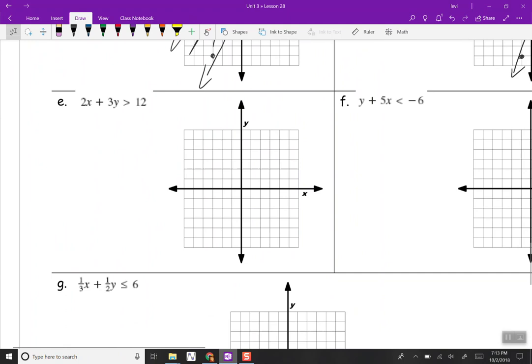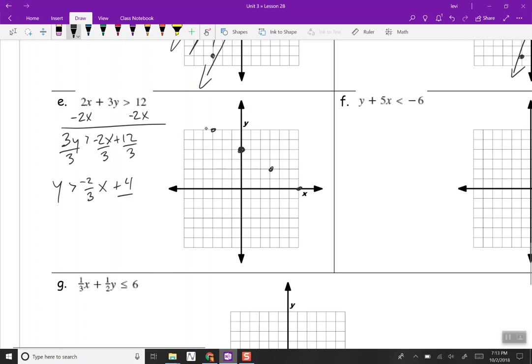E, subtract 2x. 3y is greater than negative 2x plus 12. Divide everything by 3. Y is greater than negative 2/3 x plus 4. Our y-intercept is 4. 1, 2, 3, 4. Our slope is negative 2/3. That means down 2, right 3. Down 2, right 3. We could also go up 2 and left 3. We're using a dashed line because we don't have the equal symbol. And we're eating the y, so we're going to shade on top. So everything above this line.